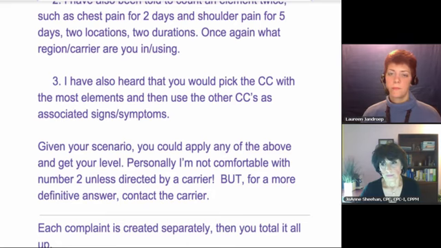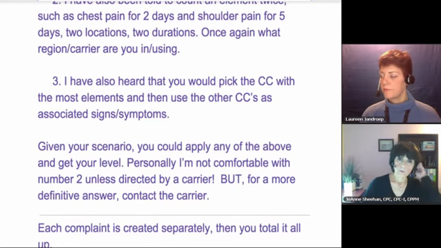That's the basis of auditing. We always have to audit per carrier guidelines, because CMS does not give us a definitive guideline that every carrier uses. Some they do, some they don't. This would be one that's a little bit on the gray side. So you do need to go to your carrier for that.